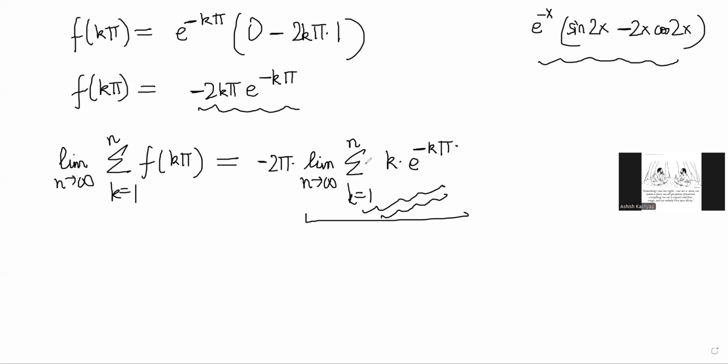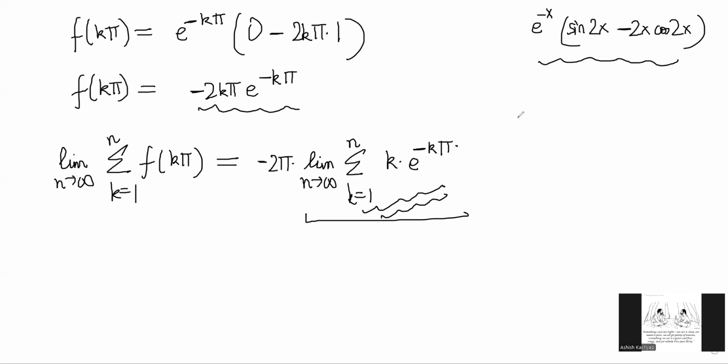And if you are familiar with the sequence and series chapter, you will realize that this becomes an arithmetico-geometric progression. It is an AGP because when k is 1, you get terms like 1 into e power minus pi plus 2 into e power minus 2 pi plus 3 into e power minus 3 pi and so on till n into e power minus n pi, right?